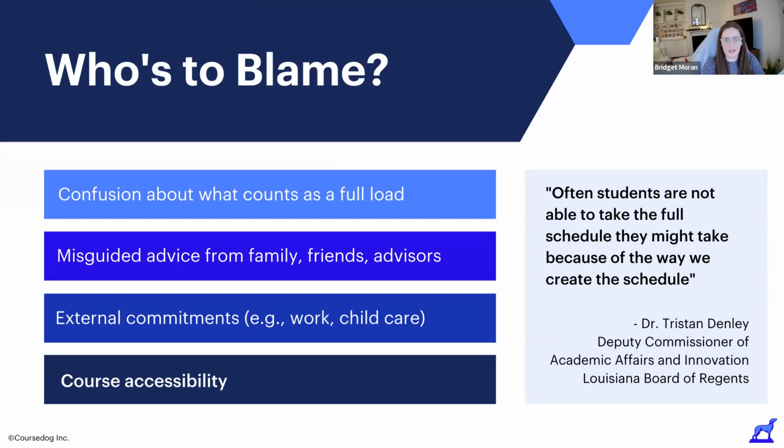I think it's important to note here that just like all the other problems we're tackling in higher ed, we know that there isn't just one root cause to this problem. Many students don't even know what counts as a full load. While students need to take 15 credits a semester to graduate on time, federal financial aid only requires students to take 12 credits a semester to maintain their full-time status. This may mislead some students into thinking that taking 12 credits a semester will get them where they need to be.